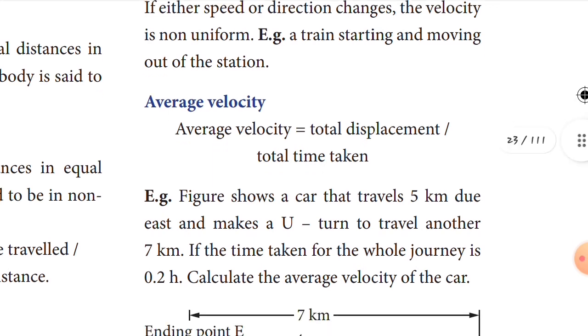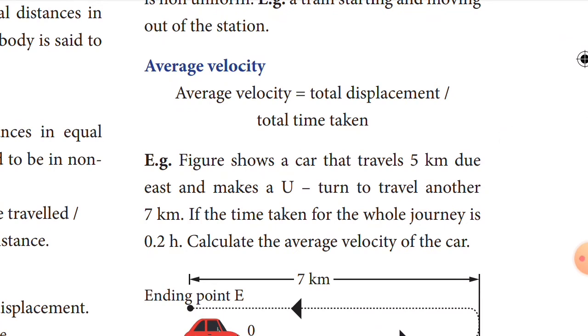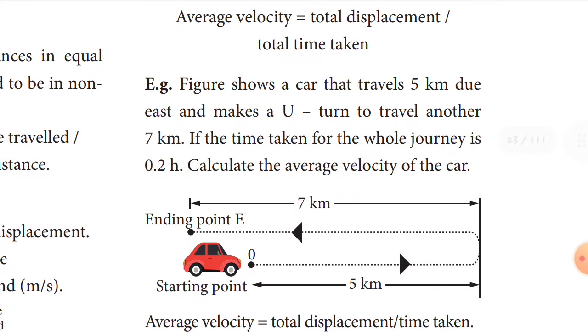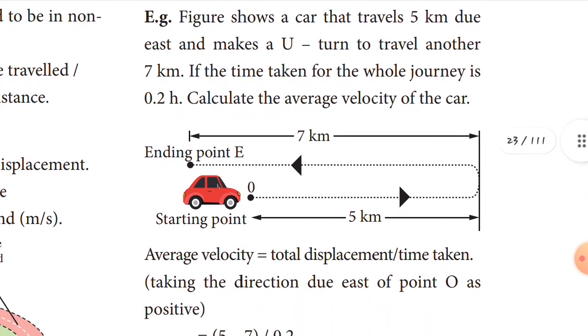And the last one is average velocity. Average velocity is equal to total displacement divided by total time taken. Here, see this figure, children, the ending point and starting point. The starting point you take as 0 to 5 kilometers, and the ending point is 7 kilometers. So this is the average velocity, total displacement divided by time.